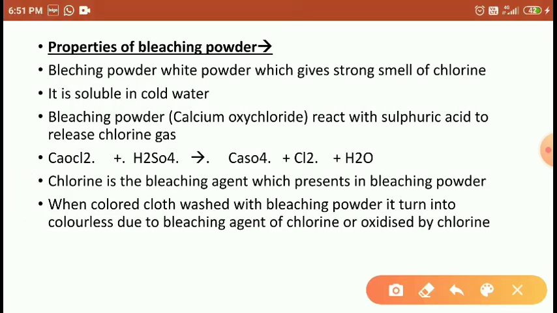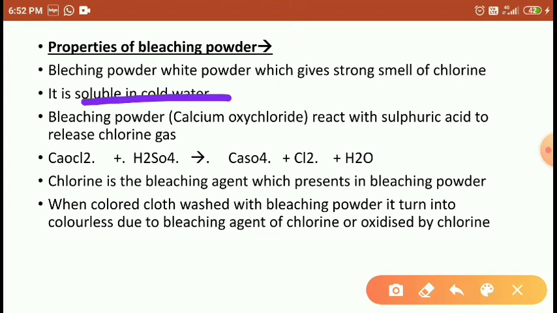So, properties of bleaching powder. Bleaching powder is a white powder which gives a strong smell of chlorine. Right friends? And it is soluble in water.